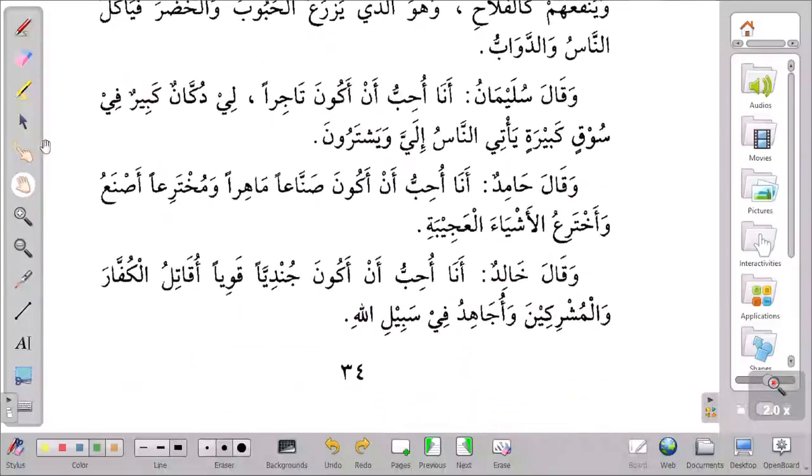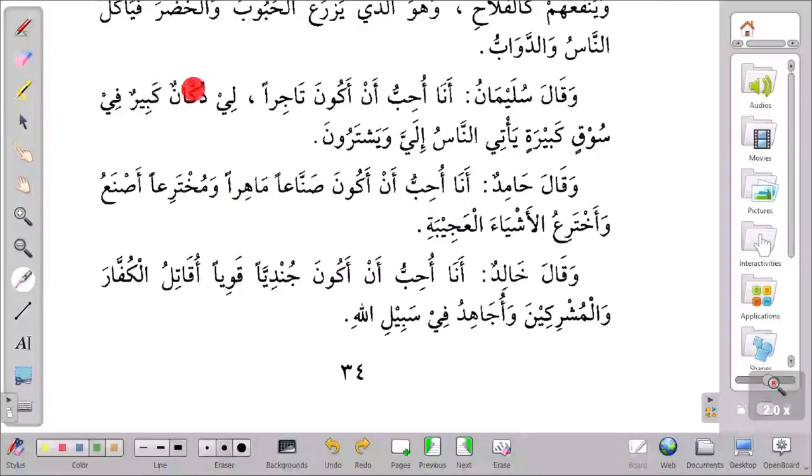Okay, let's complete this part, and then inshallah we'll pause and continue in the next lesson. Waqala Sulaiman. Sulaiman says, Ana uhibbu an akuna tajiran. I want to become a tajir. A tajir is a trader. Li dukanun, I will have. He is foreseeing it in the future. If I translate it without this context, li dukanun means I have a shop. But he's saying that he's foreseeing it in the future. Li dukanun, I will be having a shop. Kabirun, a big one. Dukanun is the shop. We have seen this previously.